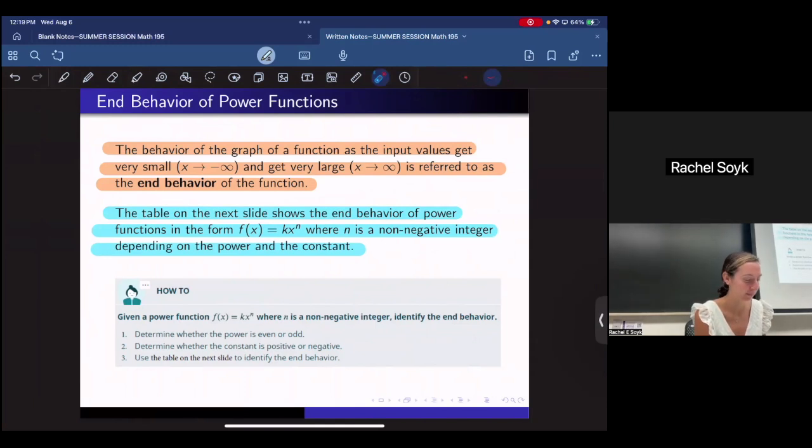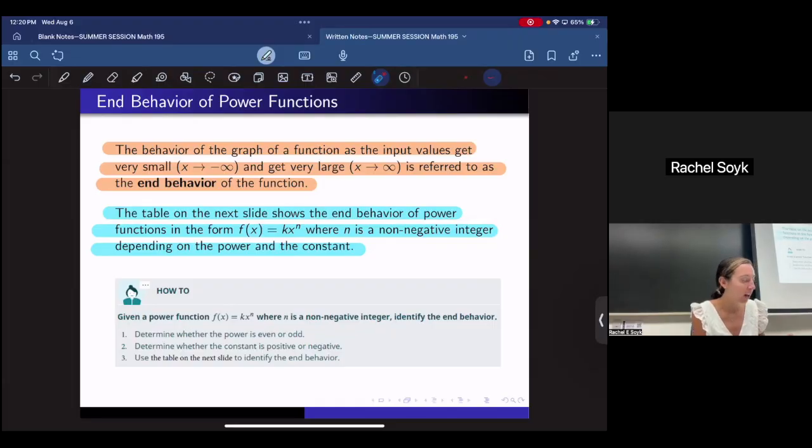The behavior of the graph of a function as the input values get very small, x to negative infinity, and get very large, x to infinity, is referred to as the end behavior of the function. Good. Blue? The table on the next slide shows the end behavior of a power function in the form of f of x equals kx to the power of n, where n is a non-negative integer, depending on the power and the constant.